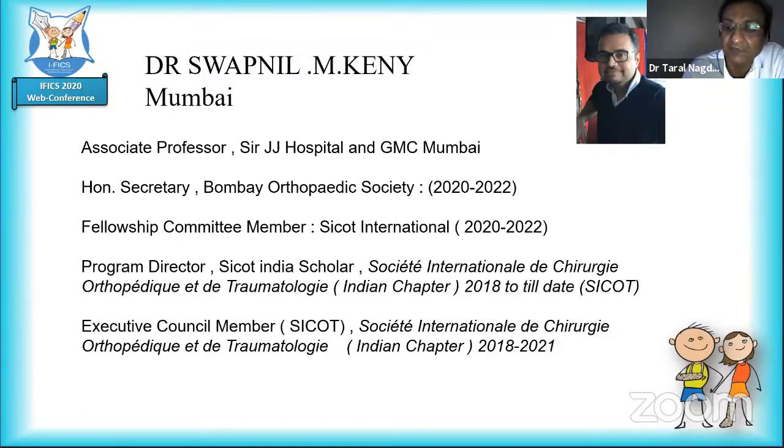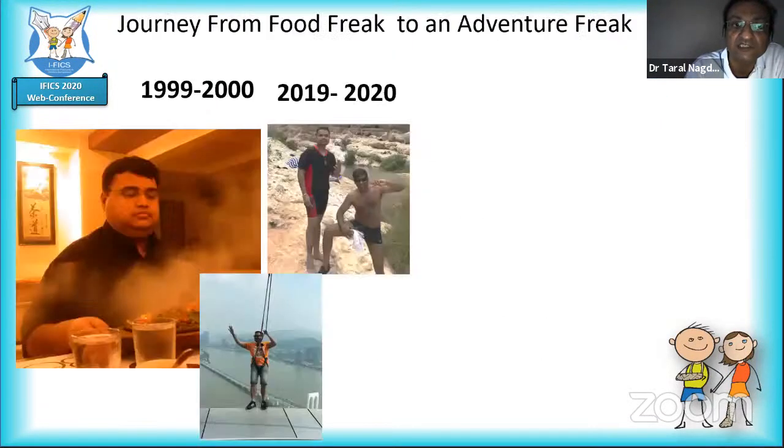Swapnil, the name means a dreamy person, so he dreams big. And as you see that he's part of SICOT and so many international societies, but a transformation which I've seen in Swapnil, it's not only in terms of his weight from 2000 to 2020, but also in terms of the maturity and responsibilities he's taken care of.